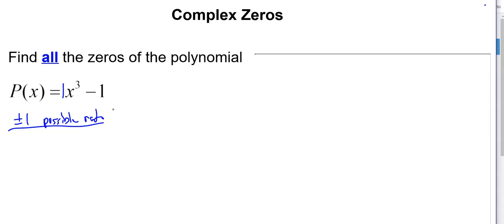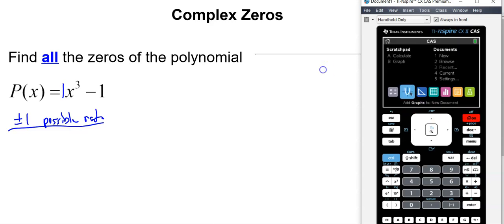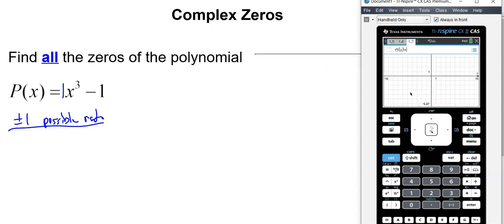Okay, so the next step is to graph it in your calculator. So get your calculator out, go to a graph screen, graph the function. And it does seem to cross at 1. If you're not sure there, you can hit menu 5, 1, trace over there, find the 0 at 1. It does look like it has a 0 at 1. So we're going to do synthetic division.